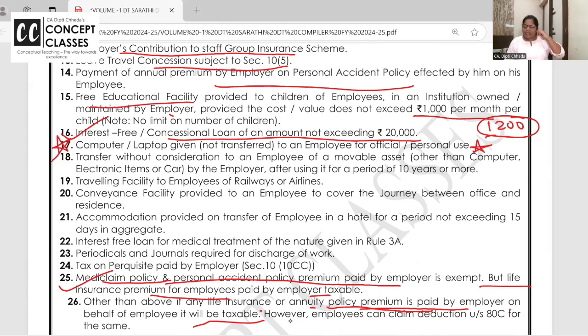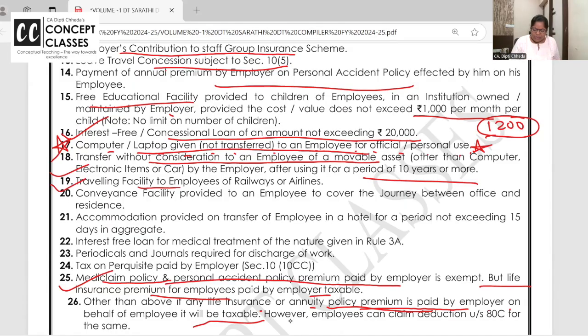See, if you're working in corporates and the company is giving you computers, desktop, laptops for use, then it is exempt. Laptop or computer given, not transferred to the employee for official or personal use, is exempt. And if any movable asset is transferred to the employee after a period of 10 years, then what is the value of the asset?